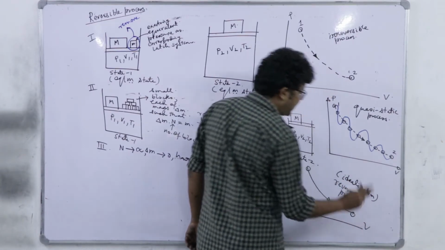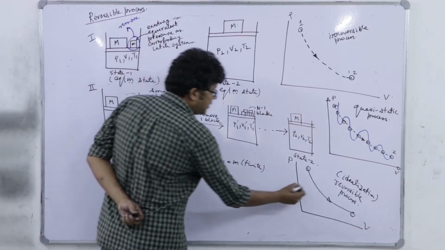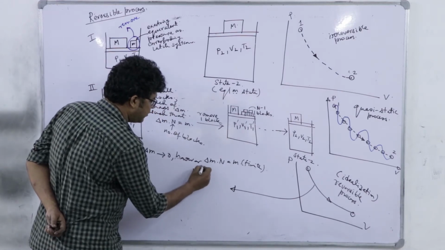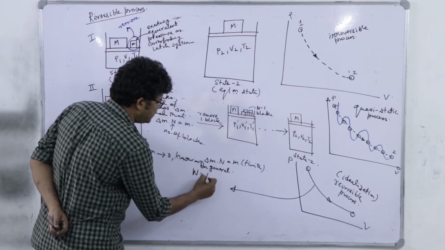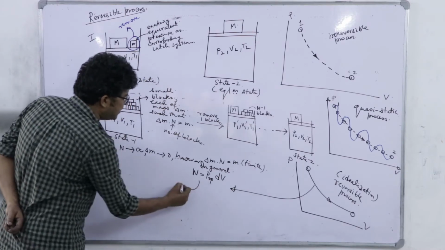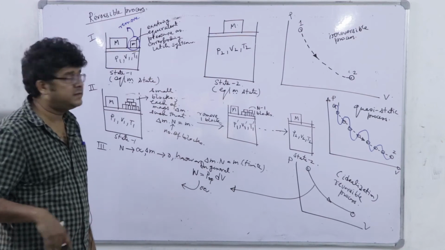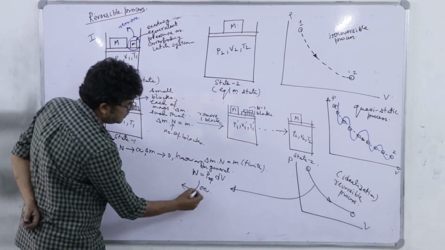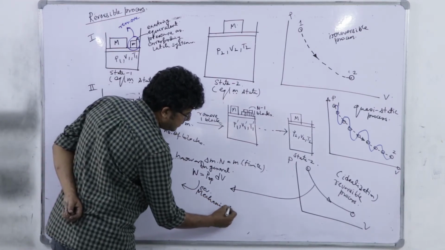Now once it is idealized, we have got certain advantages. What are the advantages? For a reversible process, you see that in general W is P opposing dV, right? Now if it is reversible, everywhere the system is in equilibrium with the surrounding, so mechanical equilibrium will be there.